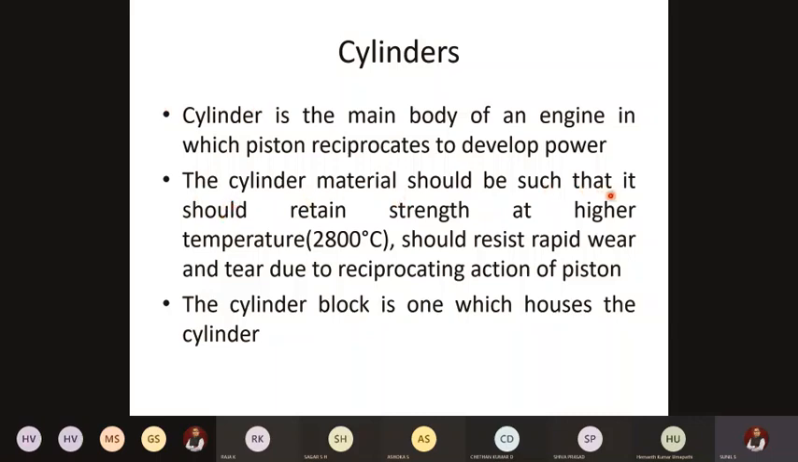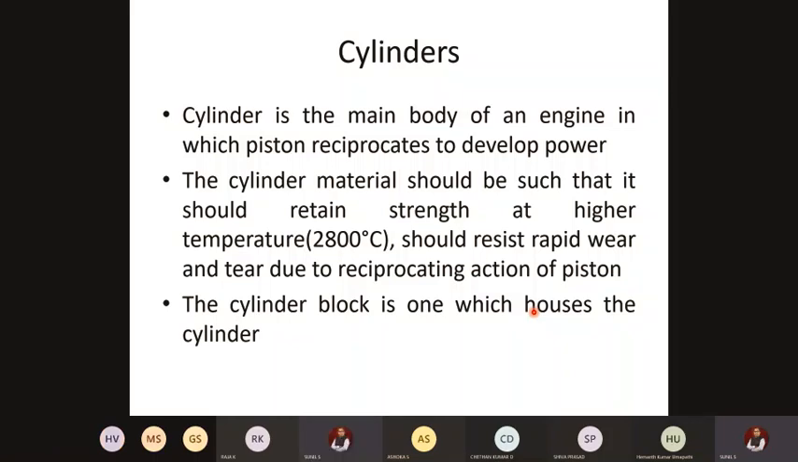The cylinder material should be such that it can sustain very high temperatures, of the order of around 3000 degrees centigrade. You have to use certain alloys or materials which can withstand a temperature in the range of 3000 degrees centigrade, and even at that temperature it should not suffer much wear and tear. When the piston is constantly moving up and down, even though there is a lubricant, there will be some amount of friction. At higher temperature the material should not become soft and it should not wear out.